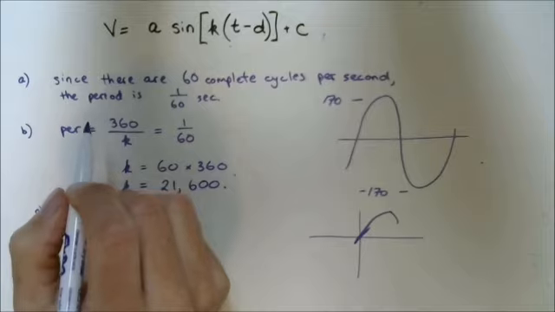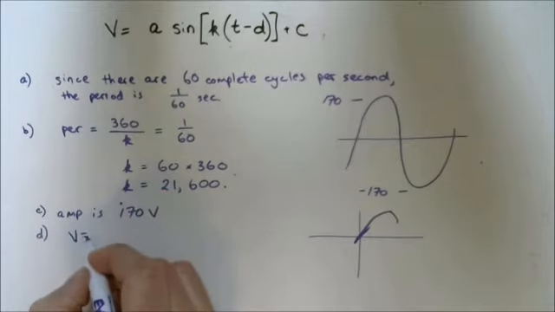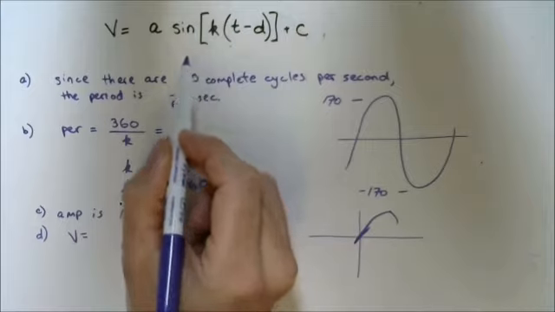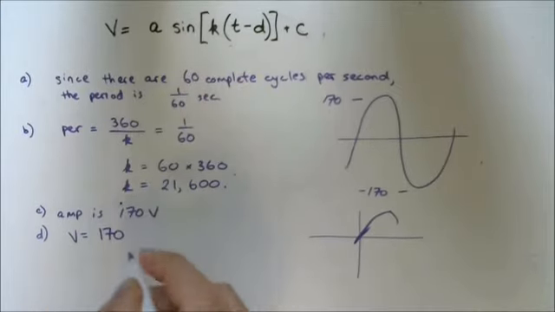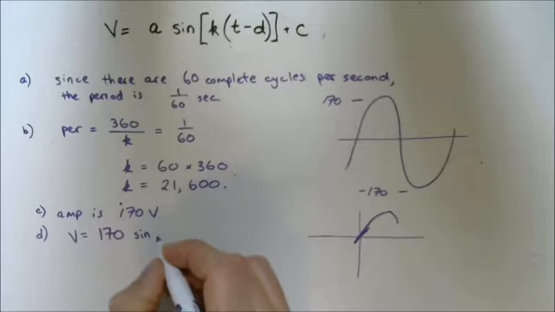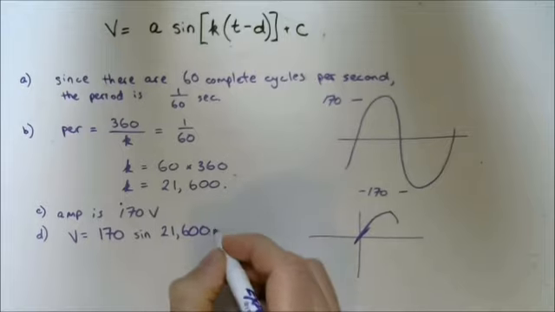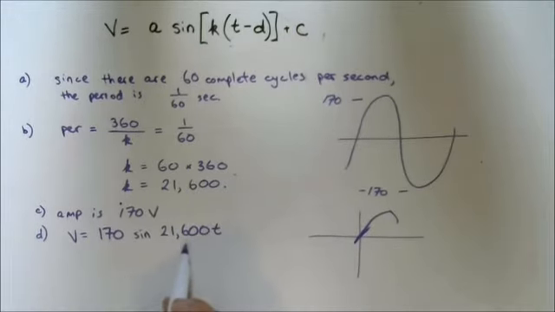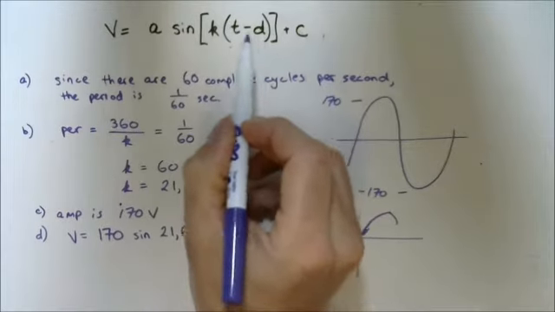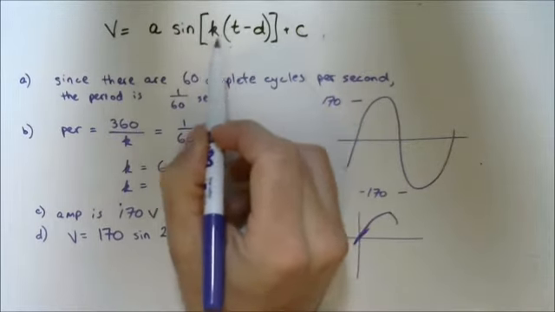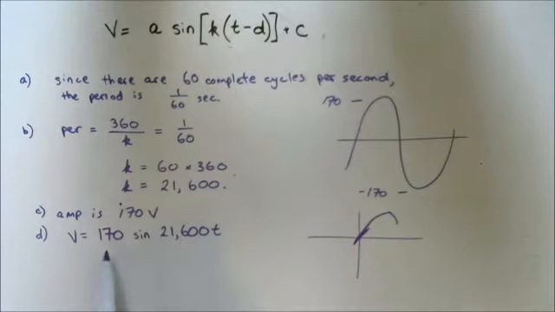So we have our basic function, V equals, and that's up here. For A, we have an amplitude of 170. Then we're going to have sine. We have a K of 21,600, but we haven't moved it left or right, so I can just write it like this, KT. If I don't have the rest of this bracket, then I just have K and T, which is multiplication, so I can write it without the brackets, and we haven't shifted it up or down. So this is an appropriate sinusoidal function using the information that we were given.